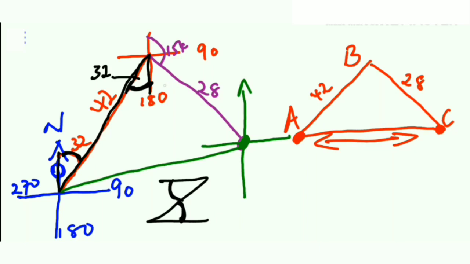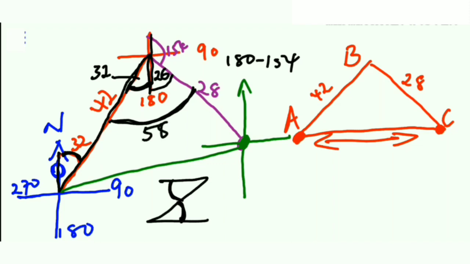Okay, what about this angle? You have to say 180 minus 154. Why 180? Angles on a straight line add up to 180. This is 180 degrees. So angles on a straight line add up to 180. So it's 180 minus 154 equals 26 degrees. This is 26 degrees. So this whole angle is 32 plus 26, that is 58 degrees. Okay, so it means angle B is 58 degrees.